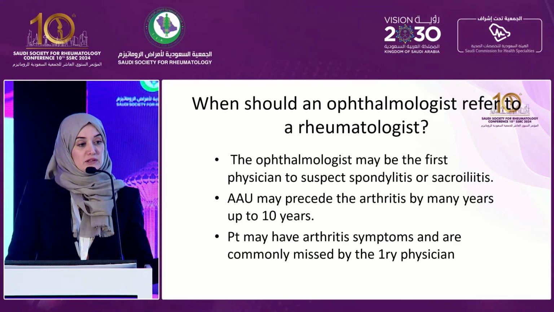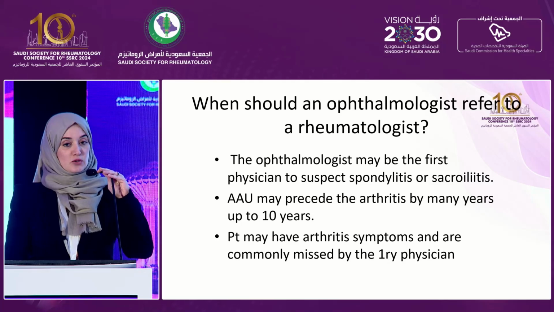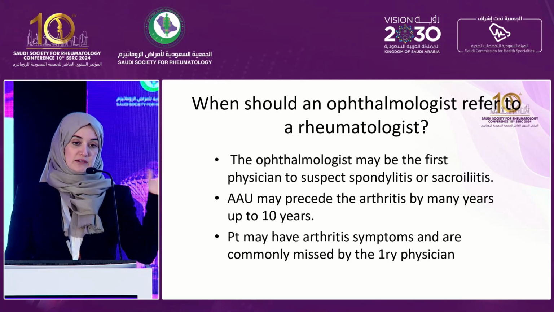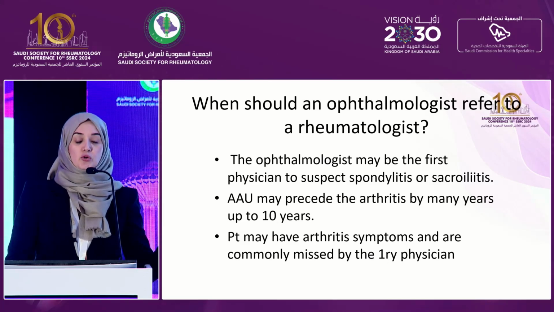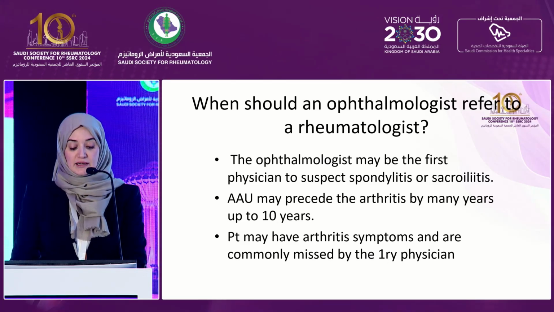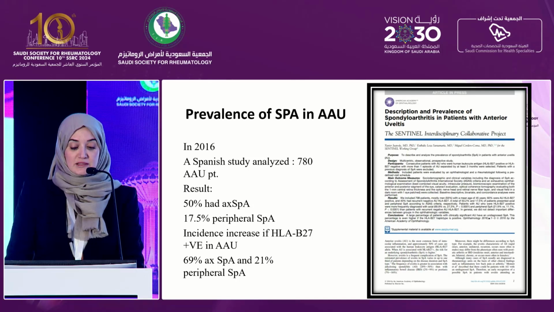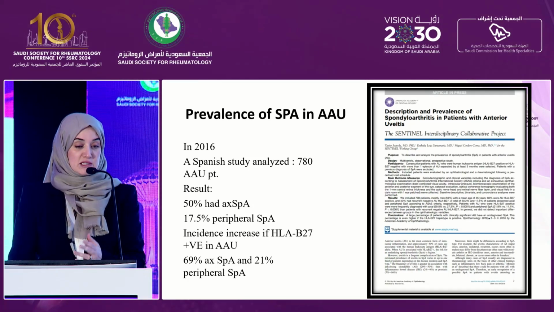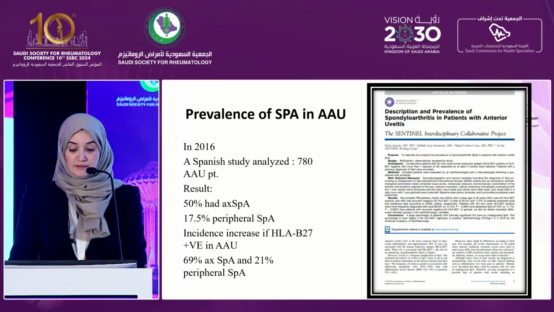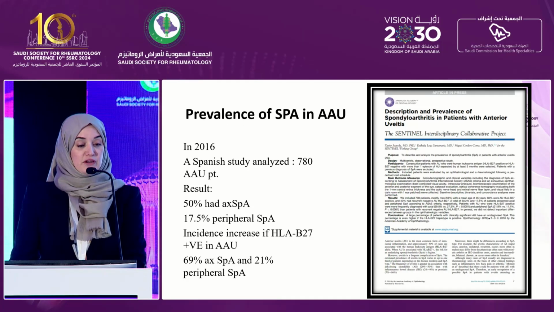Now, in the old days when I was a resident, we were trained and told that you don't have to refer a patient with anterior uveitis from the first attack, just wait, and if they have another attack, you might think of it, because it can be non-inflammatory. But then came the answer from the prevalence of spondyloarthropathy in acute anterior uveitis, and this was published in Spain. This is the Sentinel study, and it's very important.